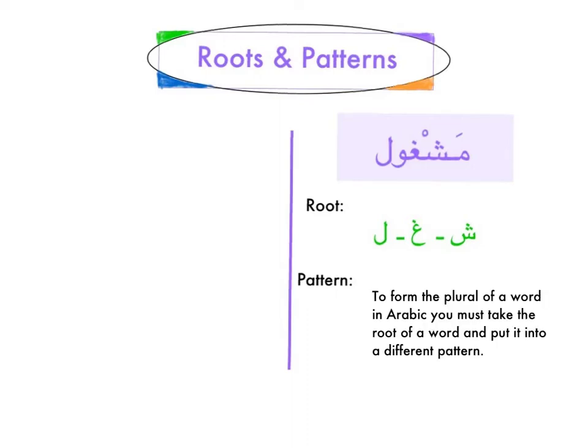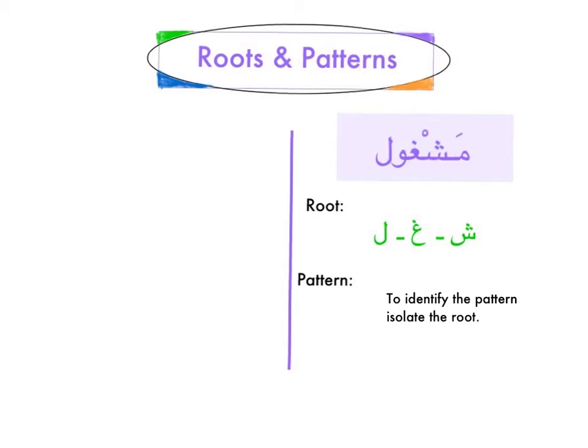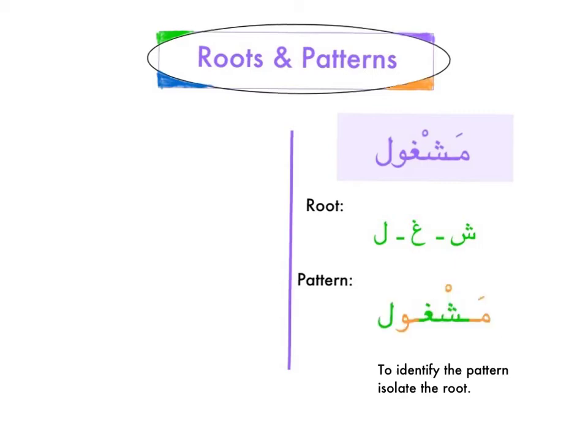Now we come to the part of how patterns and roots are related to each other. To form the plural of a word in Arabic, you must take the root of a word and put it into a different pattern. There are over 10 different common plural patterns in Arabic. So, if you want to identify the pattern of a noun, the first step is to isolate the root.